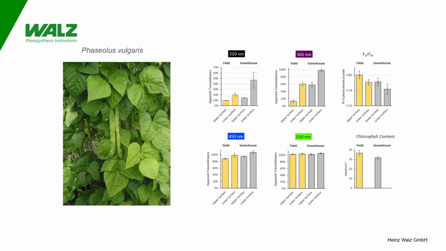The data further indicate that the FV over FM data of plants grown in the field are higher than those of plants grown in the greenhouse. An explanation for this could, for example, be a difference in the PS2 to PS1 ratio. Also, the chlorophyll content is somewhat lower in the greenhouse than in the field.